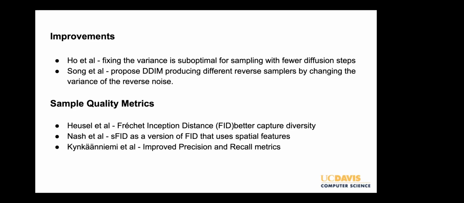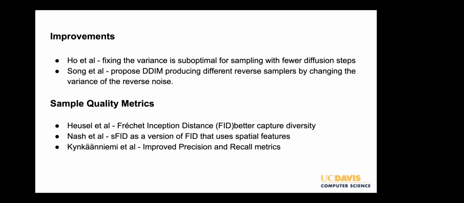To better capture diversity than the inception score, they use the Frechet inception distance that was proposed, which is more consistent with human judgment than the inception score. So this FID provides a symmetric measure of the distance between two image distributions. And there's also sFID, which was proposed as a version of the FID that uses spatial features rather than the standard pooled features, and this metric can better capture spatial relationships, rewarding image distributions with a high level structure.